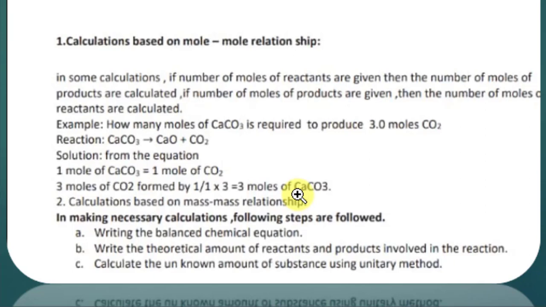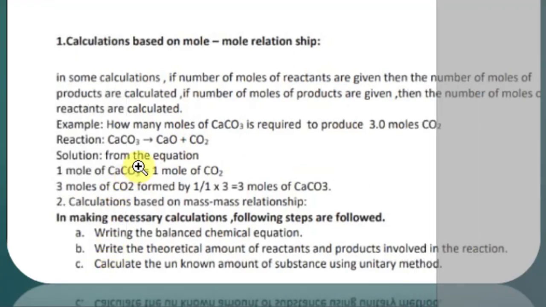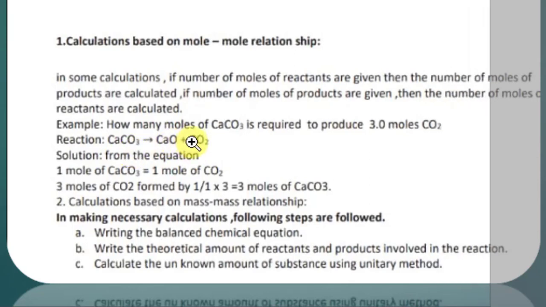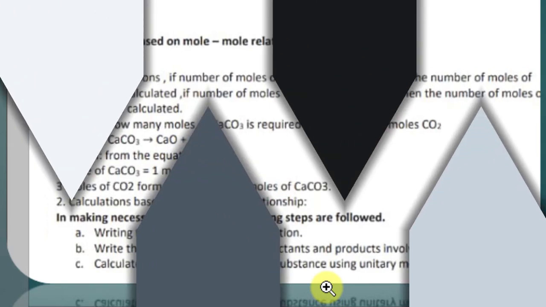So of course 3 moles are required. 3 moles of calcium carbonate will give 3 moles of carbon dioxide. If 1 mole of calcium carbonate forms 1 mole of carbon dioxide, then 3 moles of calcium carbonate gives 3 moles of carbon dioxide. Once we will see one more example.